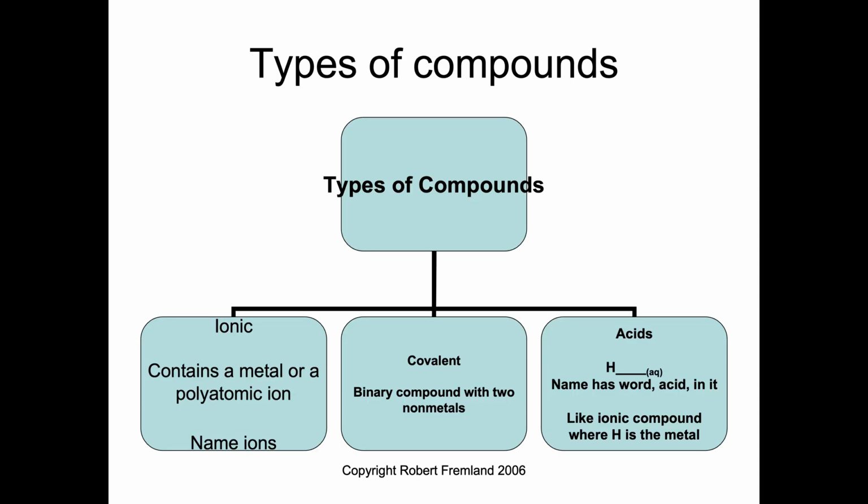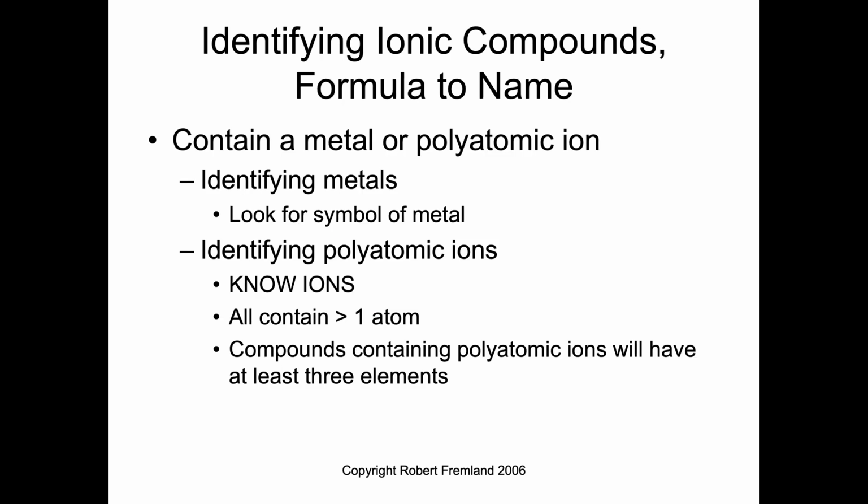How can we tell from the formula? It's a little bit easier because the formulas have the symbols. From the formula, you look for the symbol of a metal because an ionic compound is going to have either a metal or a polyatomic ion. So if it doesn't have a metal, it could still be ionic if it contains a polyatomic ion.